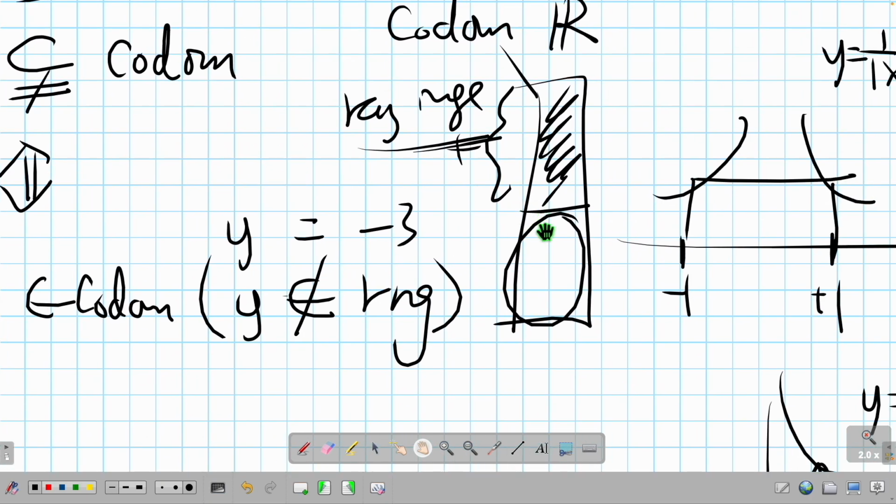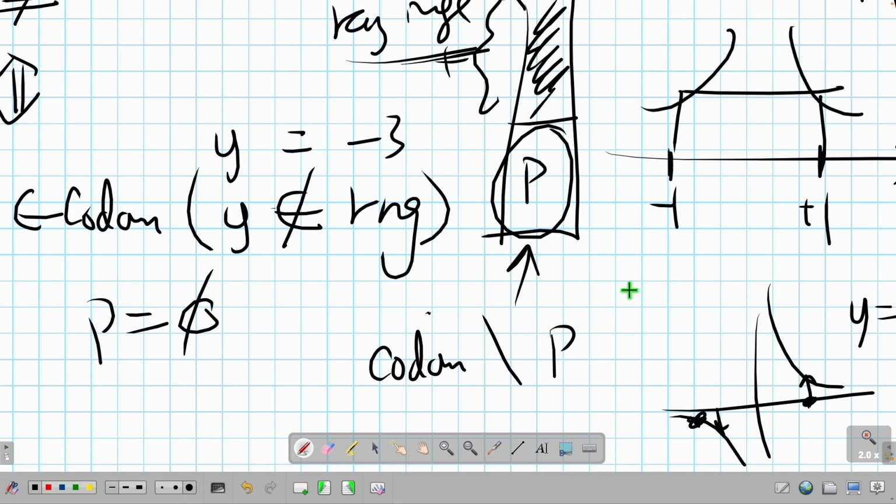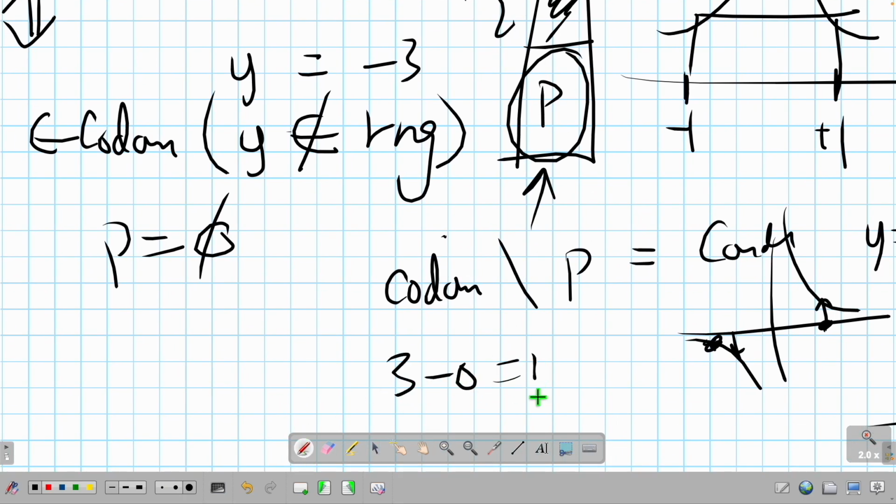So, you want them to be the same. That means this, or you can say this part. What's this part? This part is codomain. Subtract the non-mapped part, right? Let me call it P. You can say that this set subtract this set. If this set have nothing, you can say P is empty set, or you can say this set subtract this set is itself. Same as 3 minus 0 is 3. Okay, something like this. So you can think of this set minus is a subtraction inside.